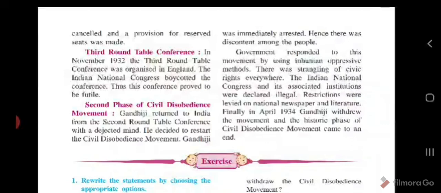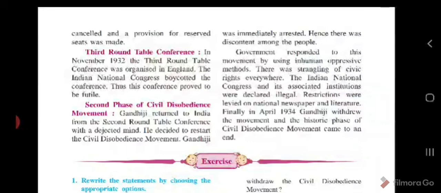There was strangling of civic rights everywhere. The Indian National Congress and its associated institutions were declared illegal. Restrictions were levied on national newspapers and literature. Finally, in April 1934, Gandhiji withdrew the movement and the historic phase of the civil disobedience movement came to an end.